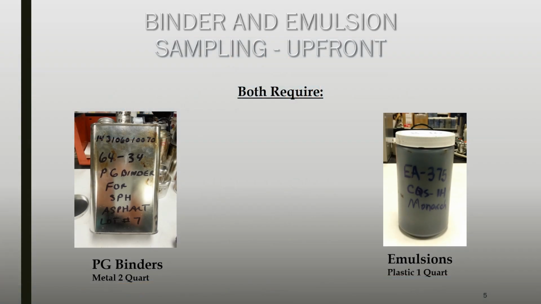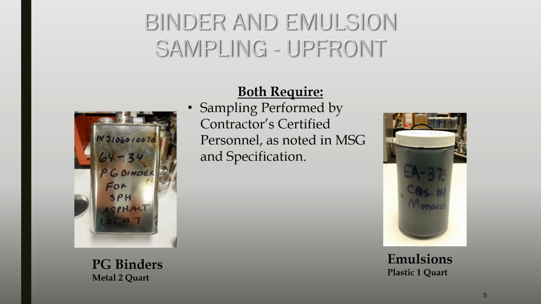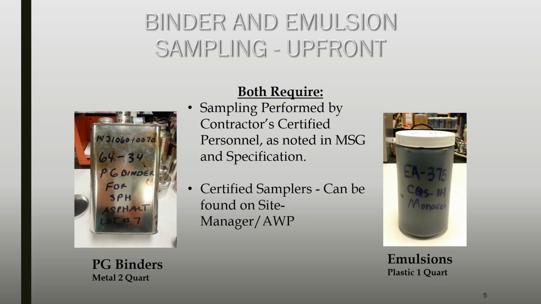Both binder and emulsion materials require sampling to be performed by the contractor's personnel that are certified. This is noted in the Material Sampling Guide and Standard Specifications. NDOT personnel needs to only observe the sampling. The contractor will physically obtain the material.